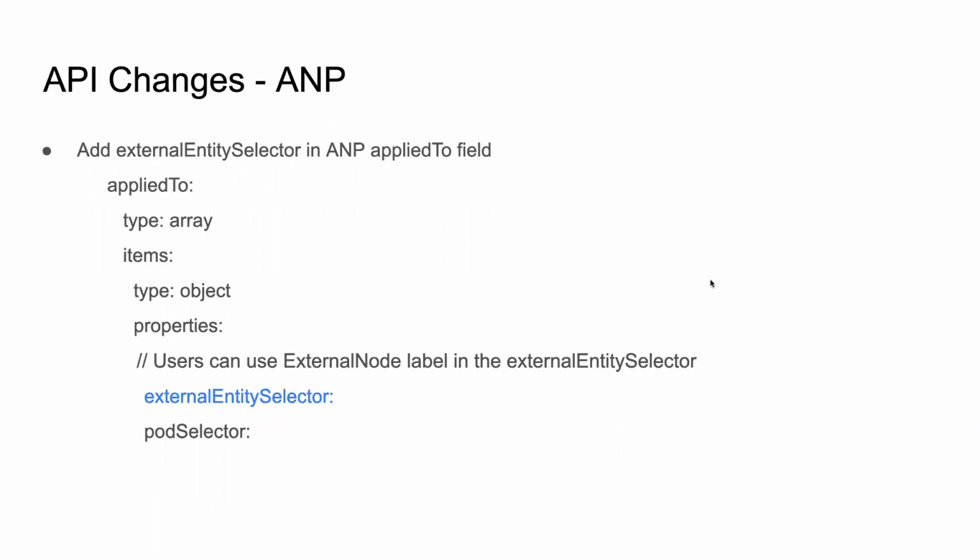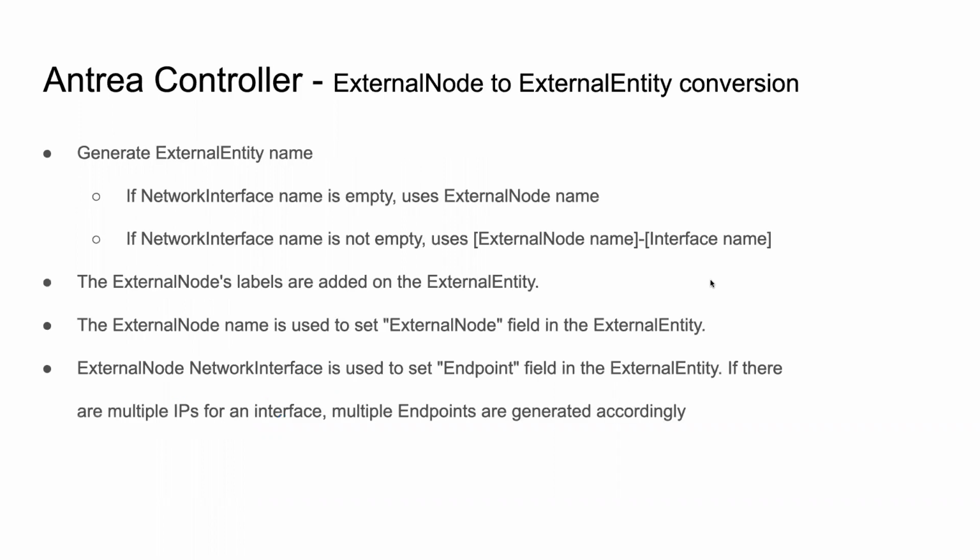Okay, that is the API part of changes. And for the controller side of changes, the controller will do two things. One is to convert the external node to external entity. Another is to manage the Antrea agent info life cycle. And for the first one, we will convert the external node to external entity based on the following rules.